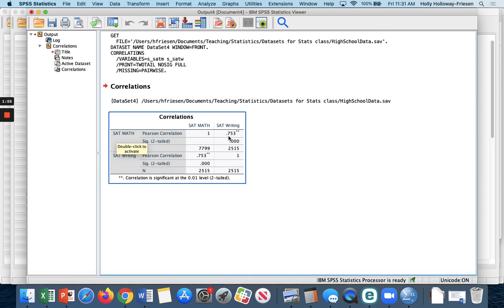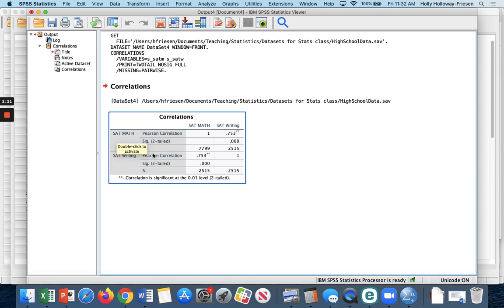Our R in this case is 0.75. We'll just round down, 0.75. And it's positive. There's no negative signs. That tells us it's a positive correlation, and it's in the strong category. So what it's telling us is that those students that tend to have high SAT writing scores tend to also have high SAT math scores.